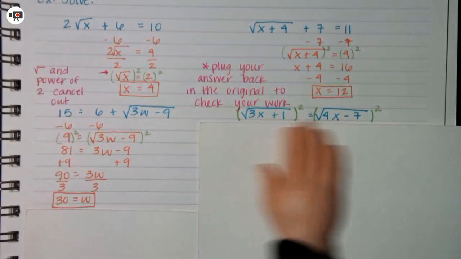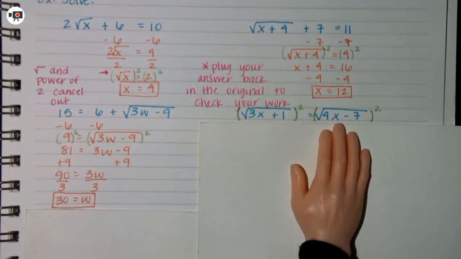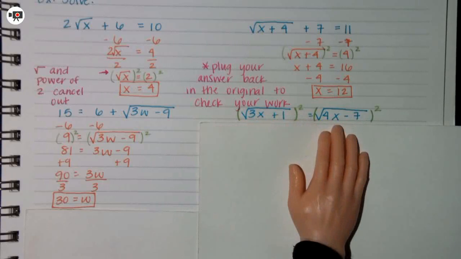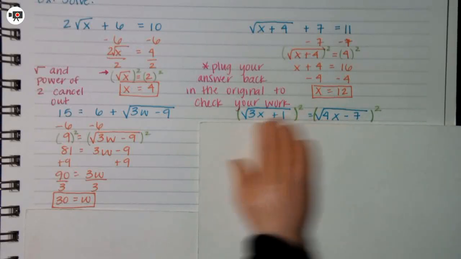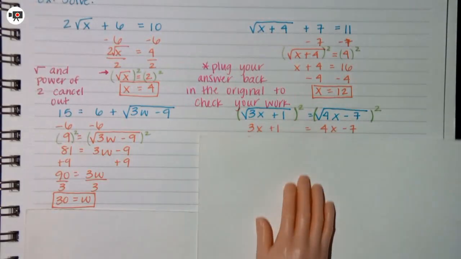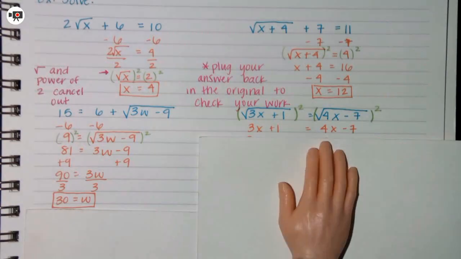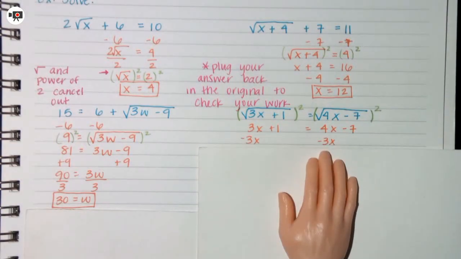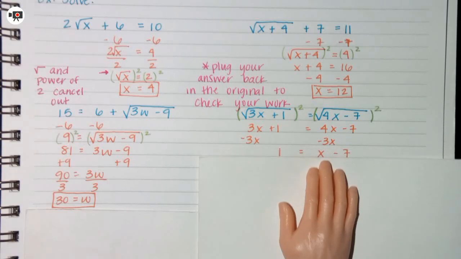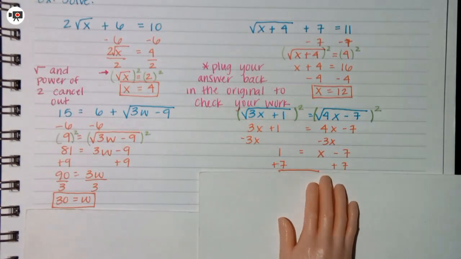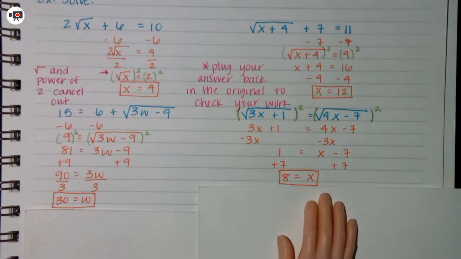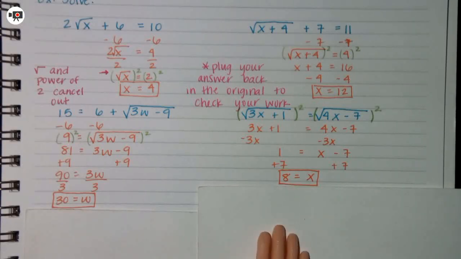Here I have 2 radicals that are already equal to each other. So the radicals are by themselves on each side. So I'm going to square each side to start. Then I get 3x plus 1 equals 4x minus 7. Put all variables on the same side. And then put all constants on the other side. And I get x equals 8.